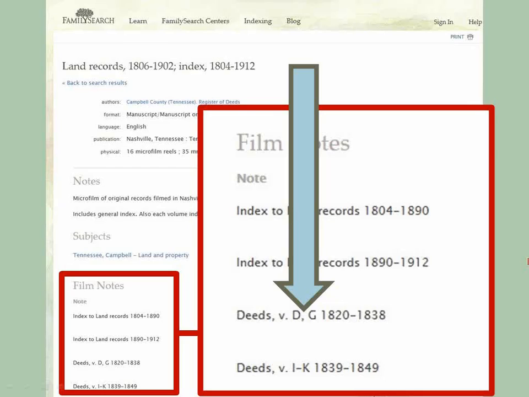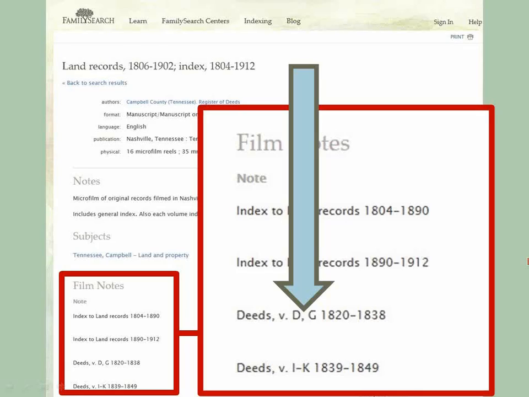Now, if you can't use tax lists in your location, you might try an alternate record, like land records. This happens to come from the Family Search Library catalog. And many of you would go in and look at this catalog and see that it says an index from 1804 to 1890, and then here are deeds D through G. Wait a minute, if you look closely, there's a comma there. D, comma, G. The next entry below has a hyphen, I through K. But what has happened in this case in Campbell County is that some of the land record books were missing.